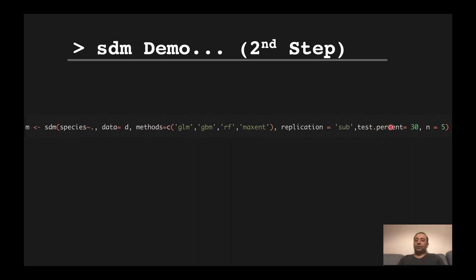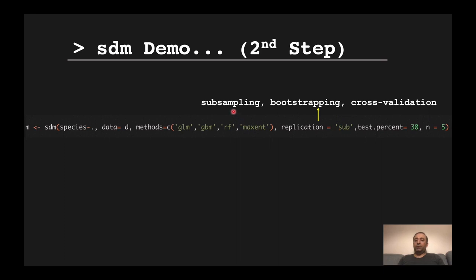30% of the data should be used for this subsampling procedure, and the whole procedure should be repeated 5 times. That is the meaning of this 3 argument. For the replication, we currently have 3 methods: subsampling, bootstrapping, and cross-validation. So you can specify here either sub, boot, or CV. It can be an abbreviation or the full name, it doesn't matter.